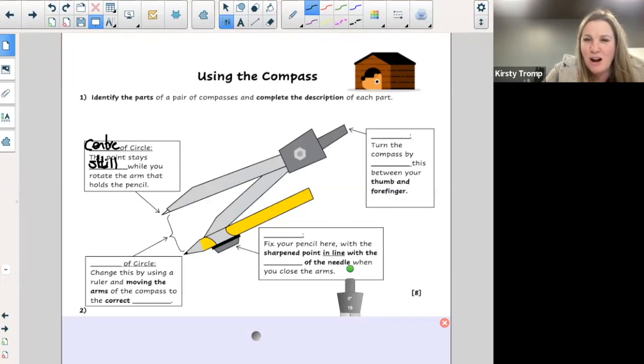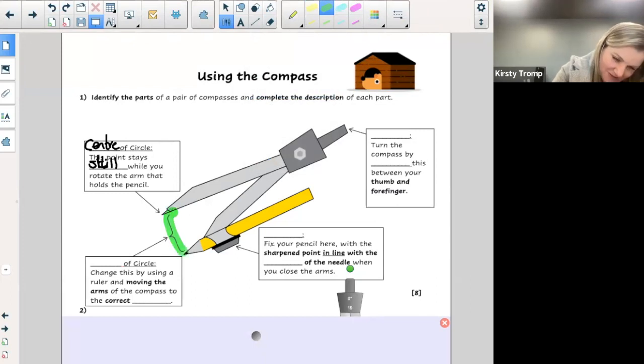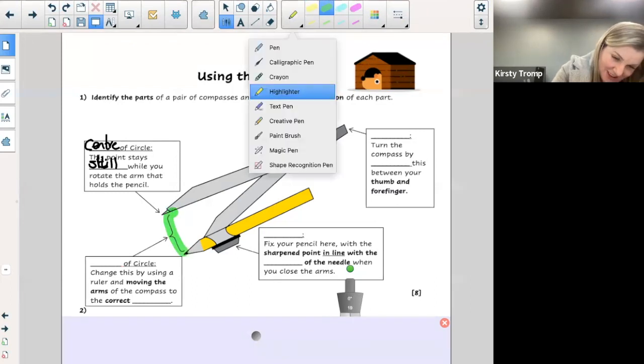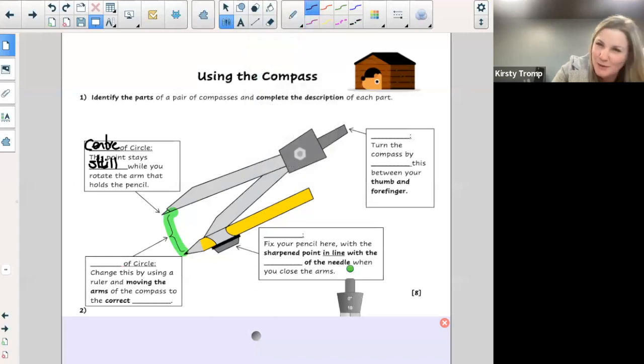Umar, let's do this next one here. Something of circle. Change this by using the ruler and moving the arms of the compass to the correct something. So what is that one? Ma'am, it's the moving part. What is it? Can you remember? Where's our notes? I have a screenshot. I'm just going to open it.